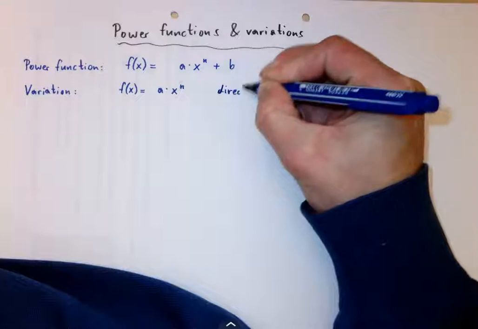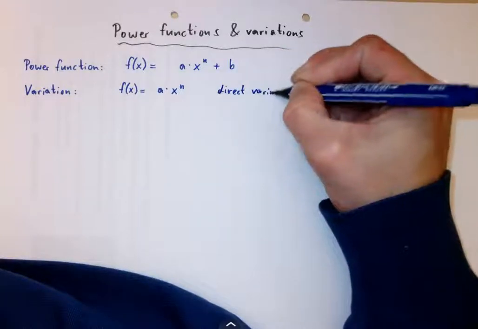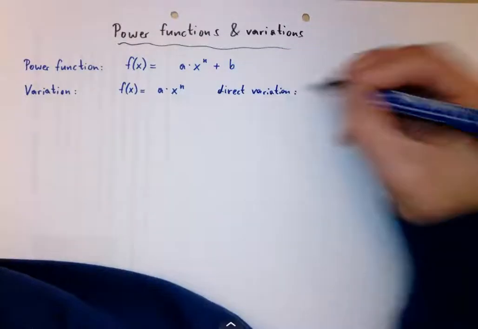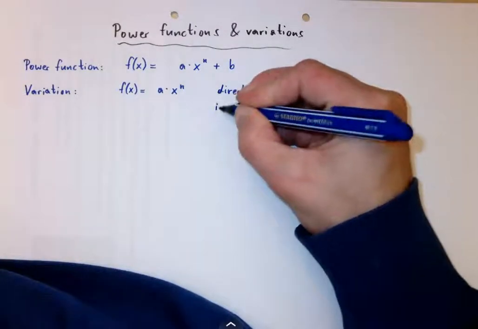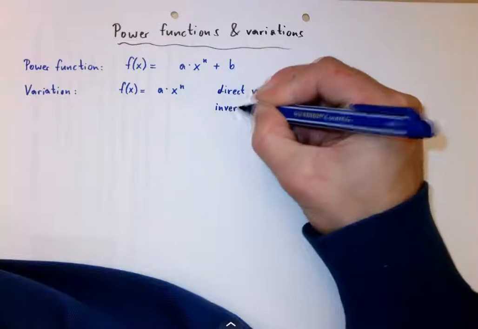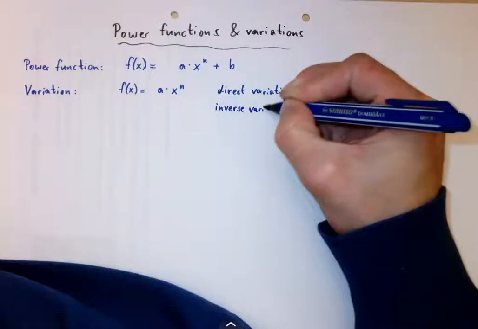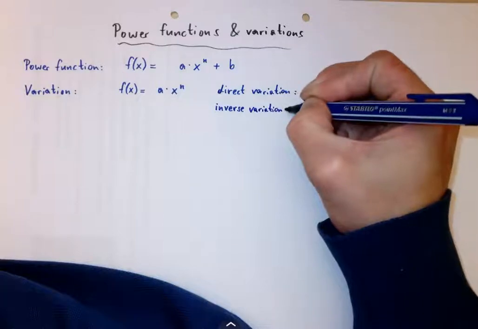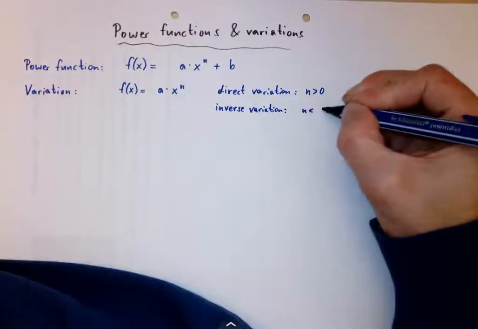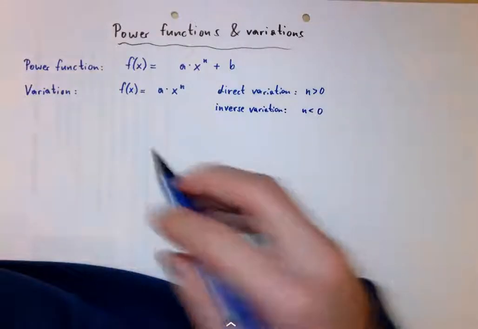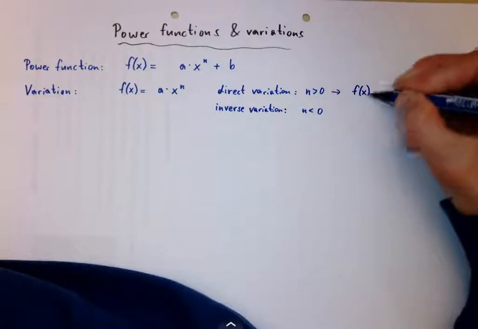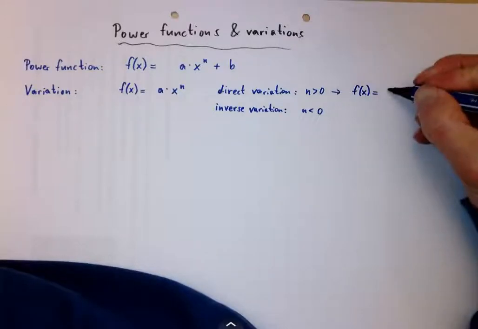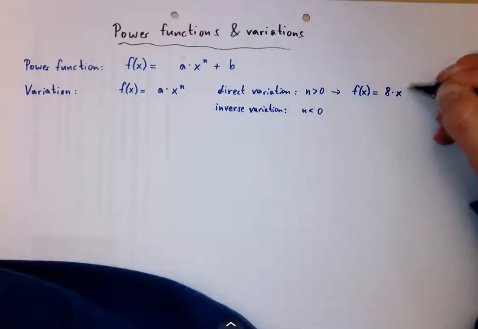We said already that in the variations we can distinguish between direct variations, and that's the case if the n is positive, and inverse variations if the n is negative. For instance, an example would be f of x equals 8 times x to the third power.